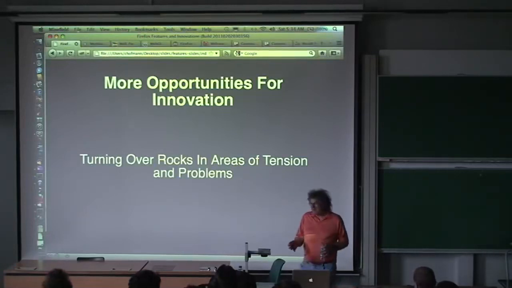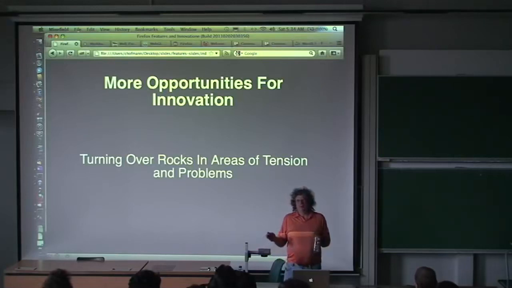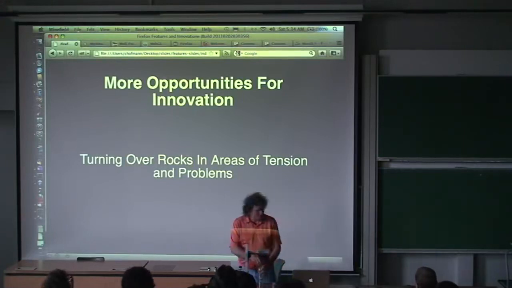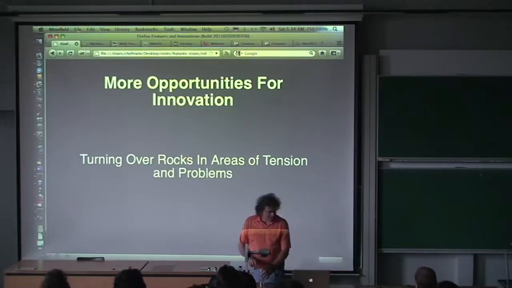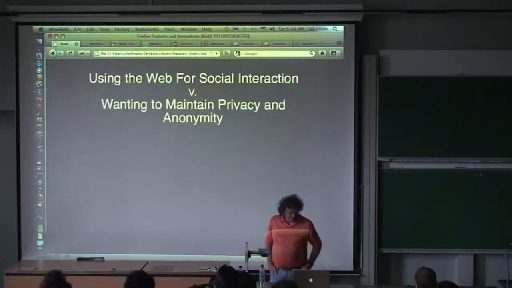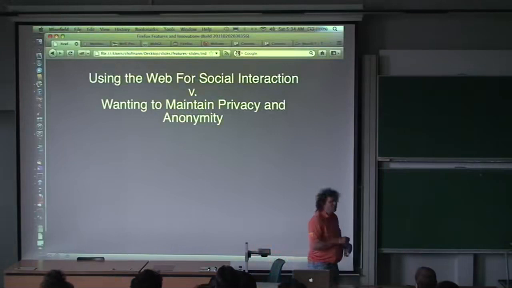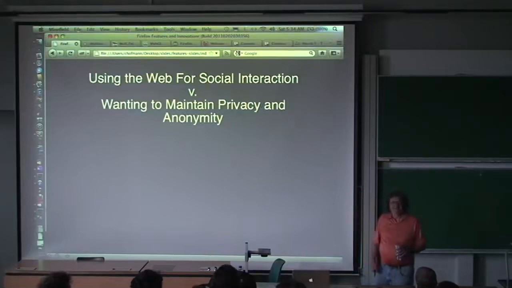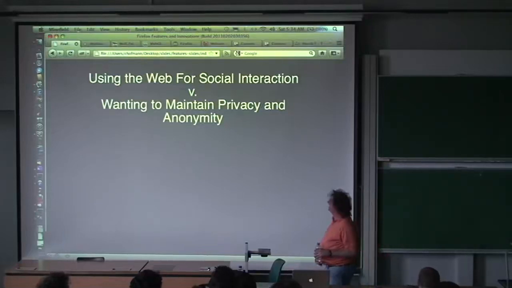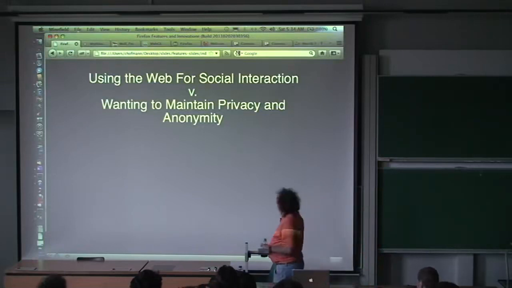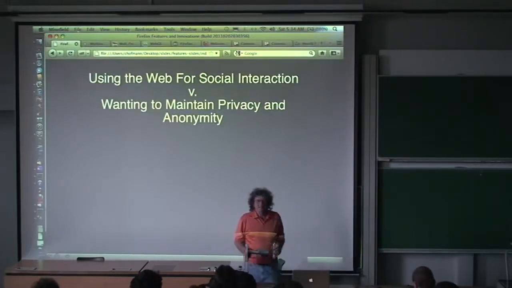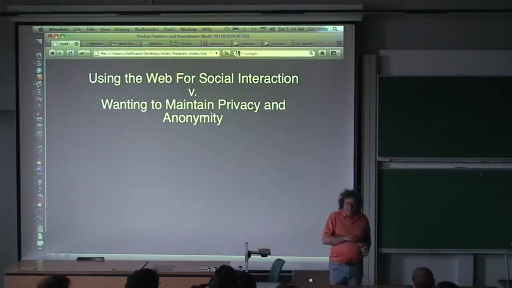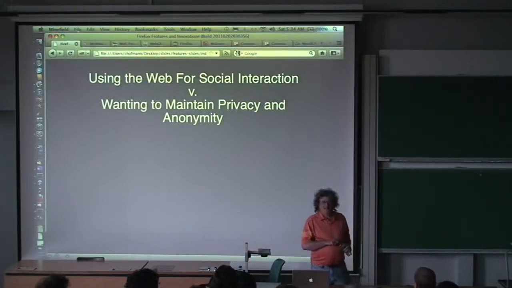So the best way to do that is to look for areas where people are struggling in their use of the browser, either yourself or things that you observed, and try and identify these areas of tension. So one area that's pretty obvious. How many attended the keynote, Evan's keynote this morning? So there's a little bit of tension going on between using the web for social interaction and wanting to maintain privacy and anonymity. So this is a great area for innovation.